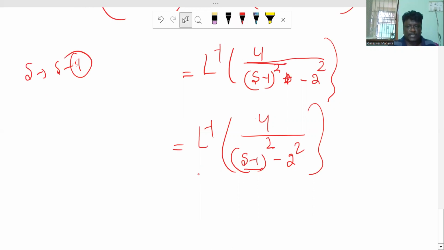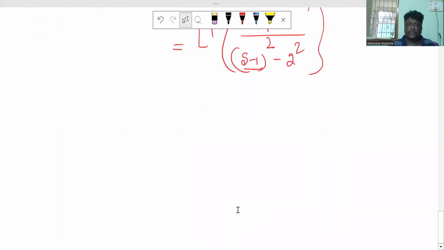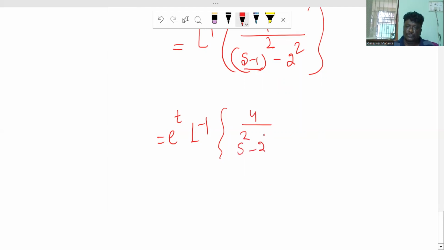पहले फर्स्ट रिमूव द एक्सपोनेंशियल फंक्शन. कैसे रिमूव करेंगे, तो देखते हैं. L इनवर्स में e टू द पावर t बाहर में आ जाएगा. देन व्हाट इज अनदर वैल्यू, तो यहाँ पे 4 ऊपर में है, 4 डिवाइडेड बाय s स्क्वायर माइनस ऑफ 2 स्क्वायर.